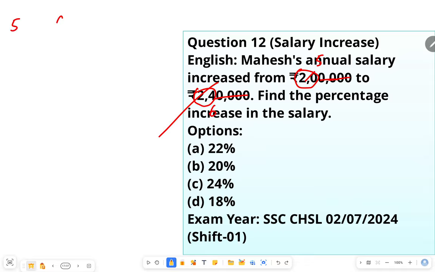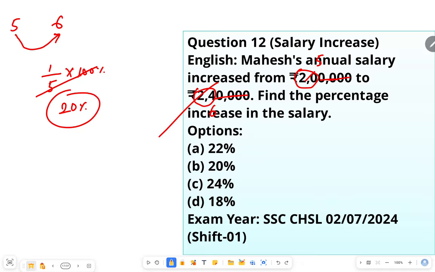Now 5 and 6. It is saying the salary increased by what percent. So look at this 5 and 6 instead of looking at these two big numbers. If you look at 5 and then 6, how much did it increase? It increased by 1 upon 5, and multiply by 100 to change into percentage. If you do that, how much will you receive? 20%. Simply answer B. You understood? I hope you are getting it. And this is so simple, right?